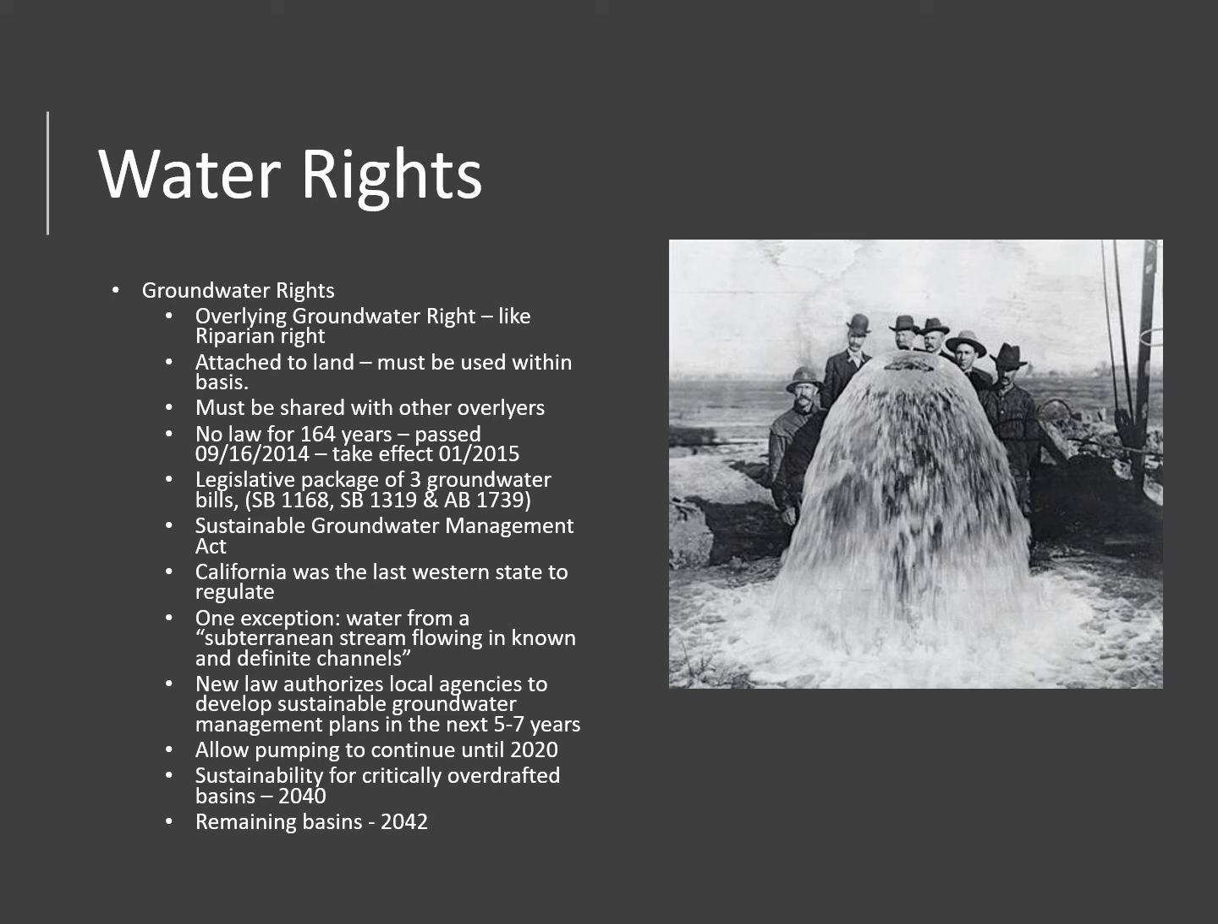Essentially, pumping was allowed to go unchecked until this year, and still they got it passed, but one of the caveats was that there doesn't really have to be much sustainability for critically overdrafted basins until 2040. A lot of basins, there's 525 in California, are critically overdrafted, meaning they're taking out way more water than nature can put back in or we can recharge.